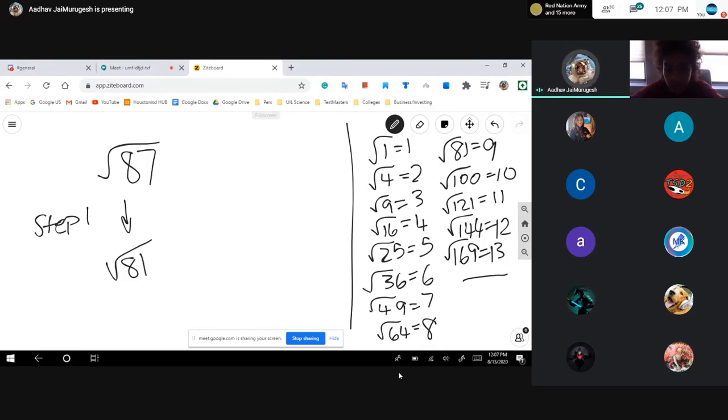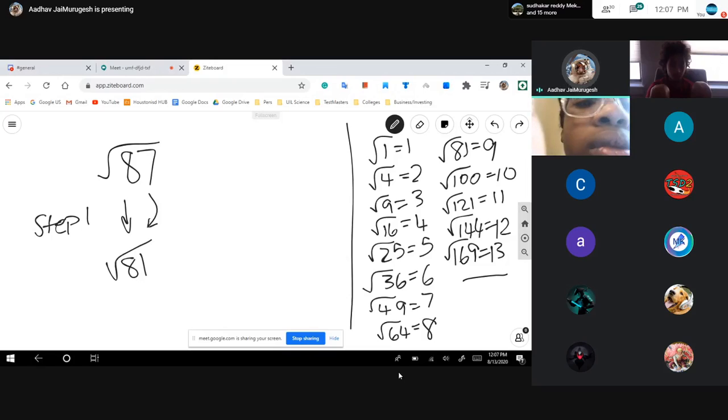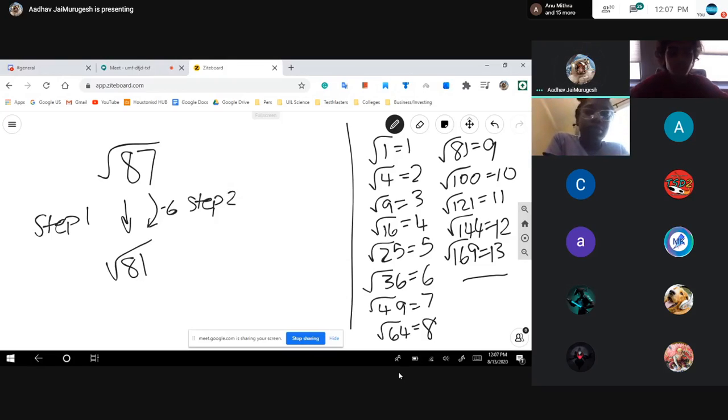And step 2 is determining how far the original number is from our closest square number. In this case, to get from 87 to 81, you have to subtract 6, sorry. So that's going to be step 2, right? Step 3 is going to, okay, actually wait.